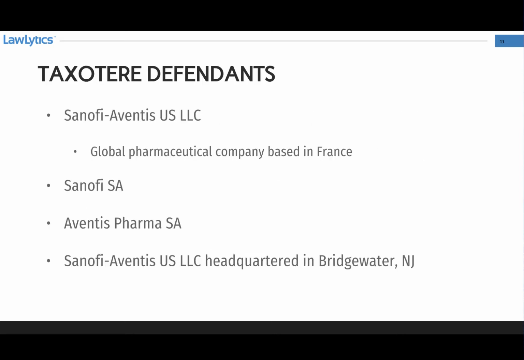The defendants are a French company, basically a global pharmaceutical company called Sanofi Aventis. It's a defendant as well as Sanofi SA, Aventis Pharma SA, and their U.S. office, headquartered in Bridgewater, New Jersey, which is Sanofi Aventis US, LLC.